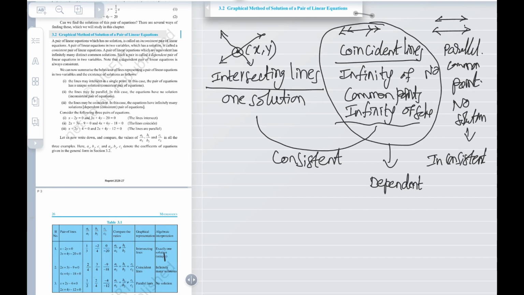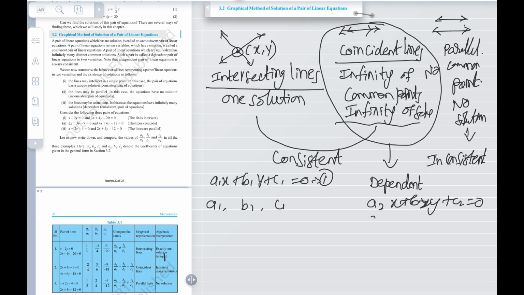Just by observing the coefficients of the equations, we can tell what kind of lines are going to be formed. For example, equation 1 is a1x plus b1y plus c1 equals 0, with a1, b1 and c1, and equation 2 is a2x plus b2y plus c2 equals 0, with a2, b2, c2. Before drawing the graph, we can analyze what kind of lines we are going to draw.